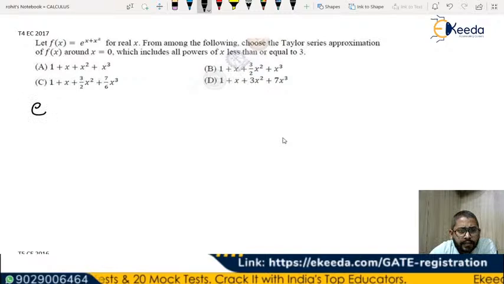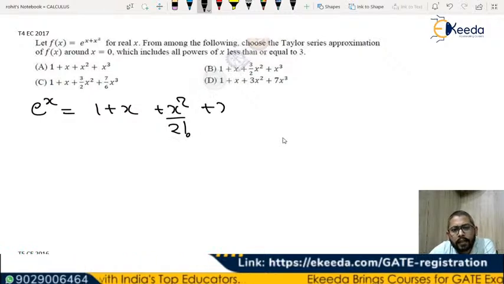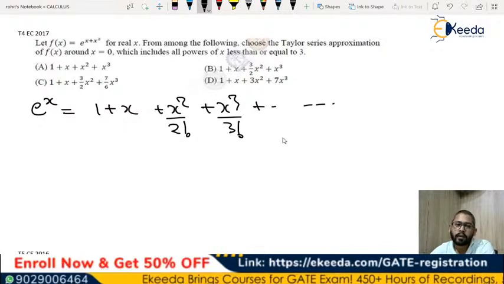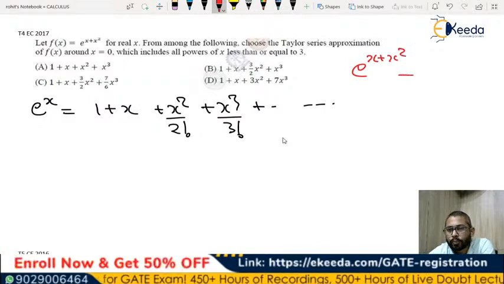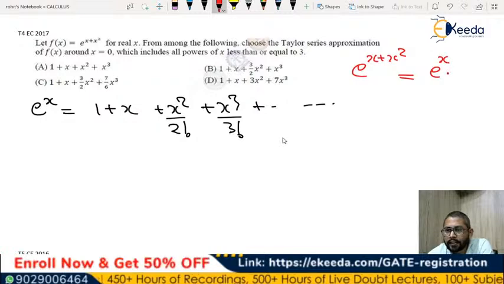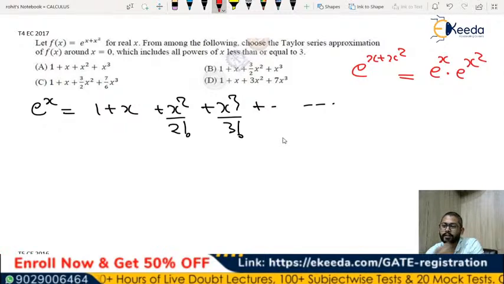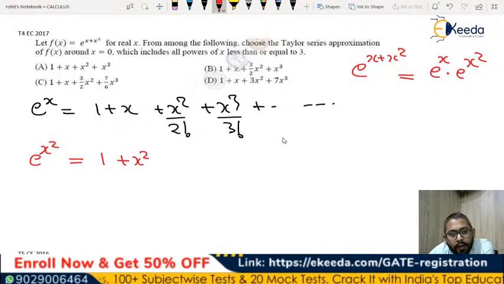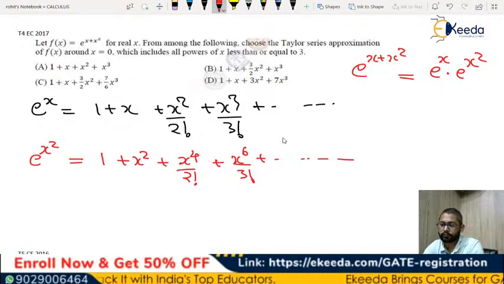So e to the power of x expansion is 1 plus x plus x square by 2 factorial plus x cube by 3 factorial and so on, right? This is the expansion. And what we have been asked is e to the power of x plus x square. So by property, I can write it as e to the power x into e to the power x square, right? And when it is e to the power of x square, you substitute x square instead of x. So that means e to the power of x square becomes 1 plus x square plus x to the power 4 by 2 factorial plus x to the power of 6 by 3 factorial and higher terms, right?